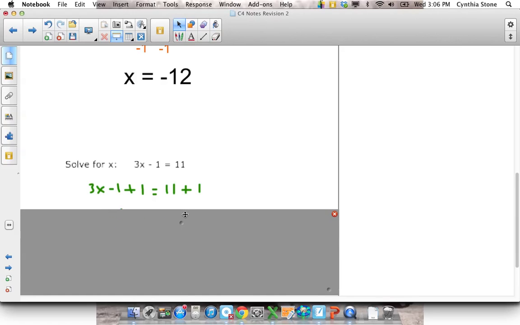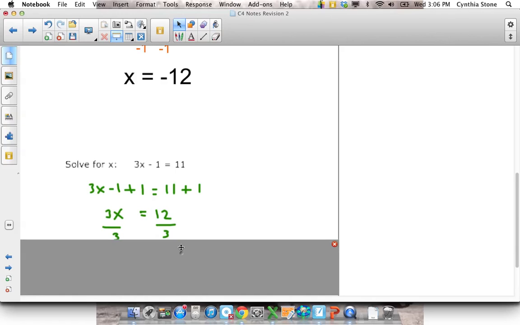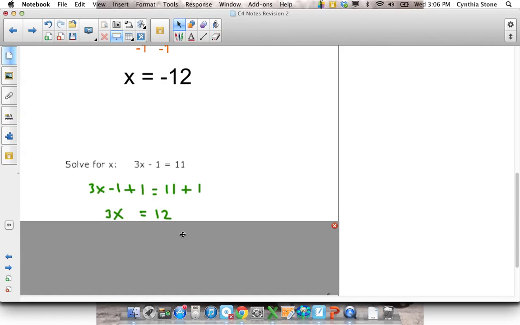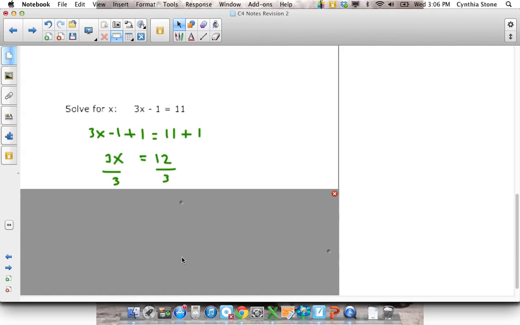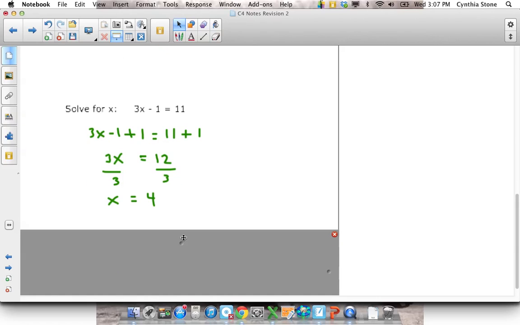Another little example here, exact same as the top example. I have 3x minus 1. The first step is to get all the x's on the left side of the equation and all the just numbers on the right. So that's minus 1, so the opposite operation is plus 1. So I add 1 here as well as adding 1 here. And that leaves me with 3x equals 12. Last step, 3 is multiplied by x, so divide both sides by 3. x equals 12 over 3, or 4. Okay?